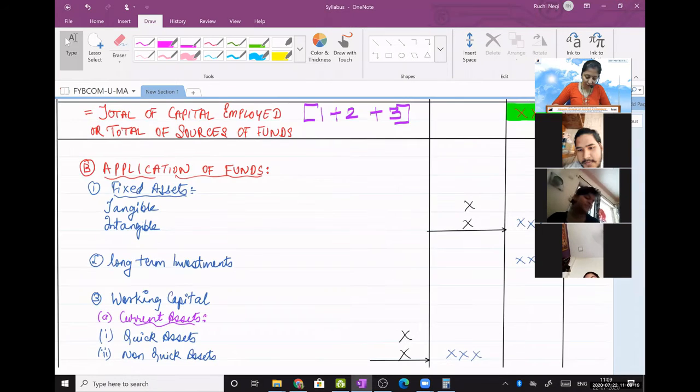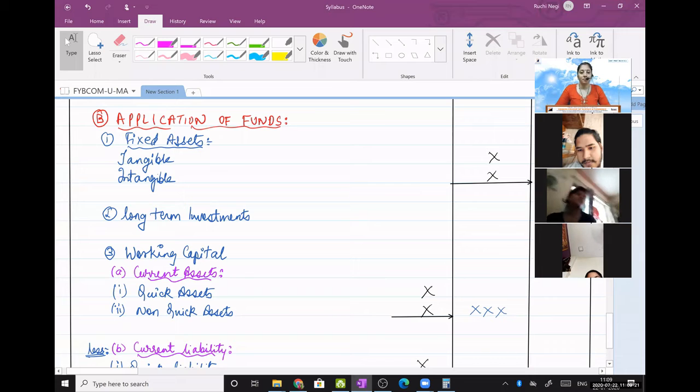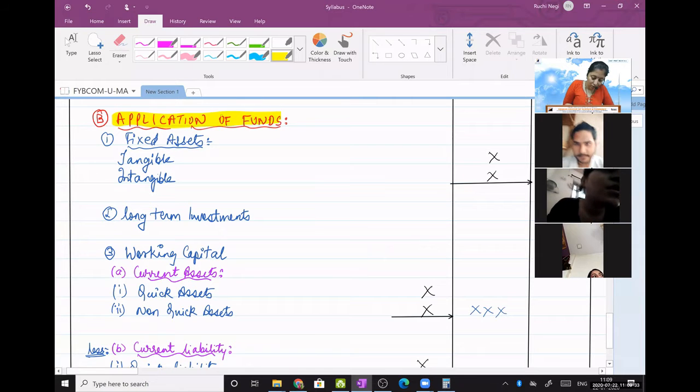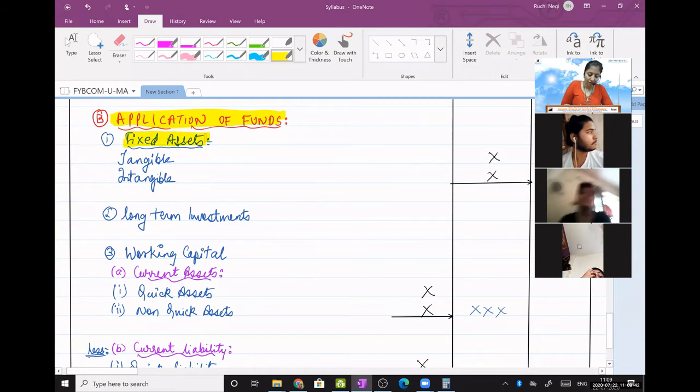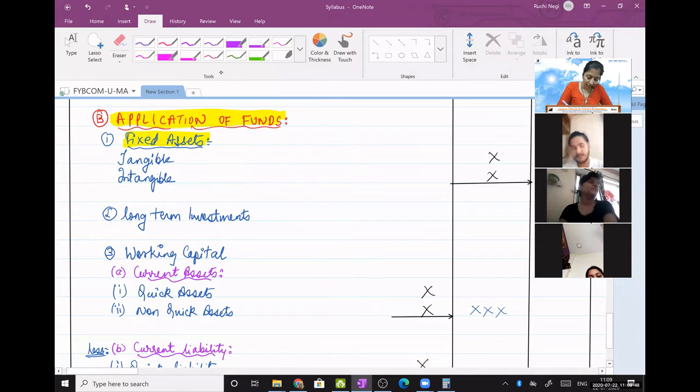Come to application of funds. Okay, the money which we have collected, we have to apply it, invest it. So where are we going to apply? We're first going to apply it in fixed assets. Okay, fixed assets. I will take tangible as well as intangible. Tangible fixed assets, intangible fixed assets.